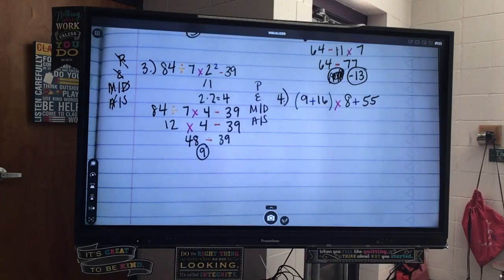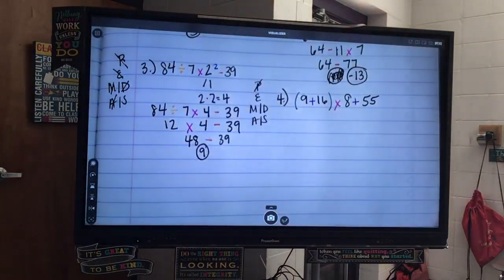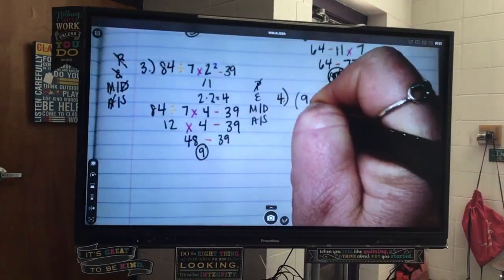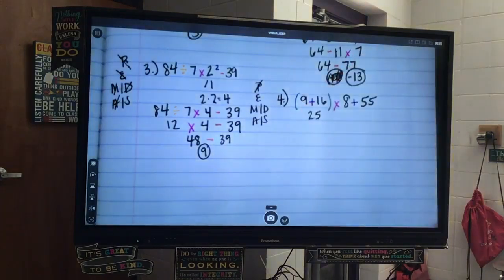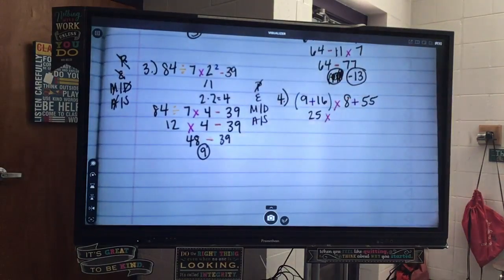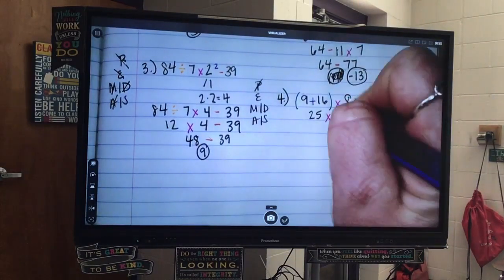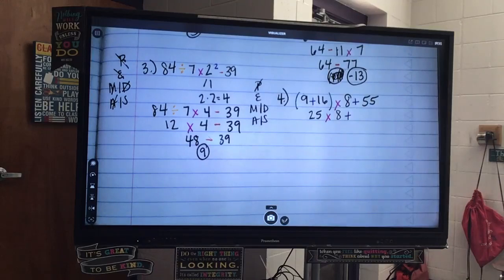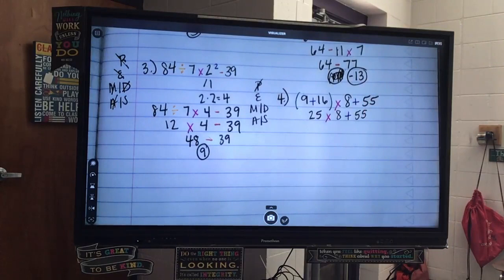All right, what are we looking for first? Aiden, do we have any? Yes. What do we need to do? 9 plus 16, which gives you 25. So we have 25 times 8 plus 55. All right, do we have any exponents? Yes or no? No, so we're done.